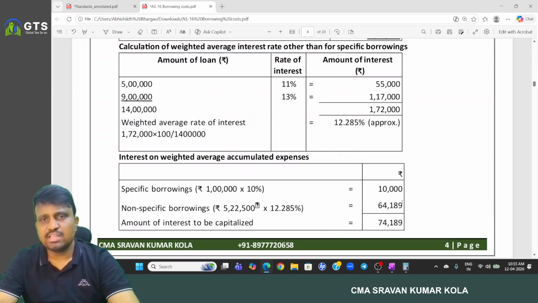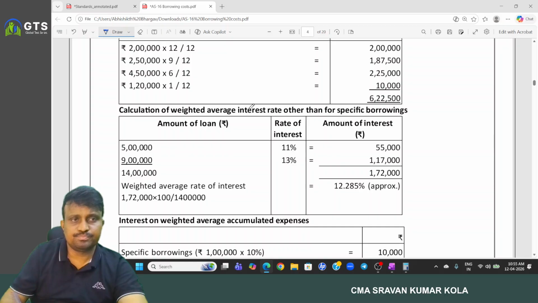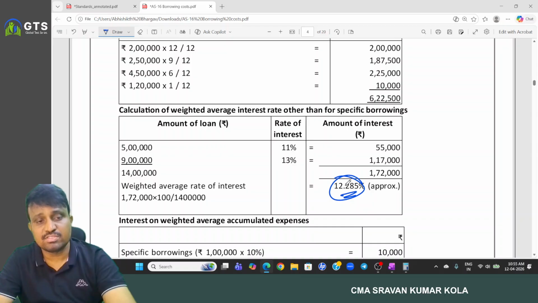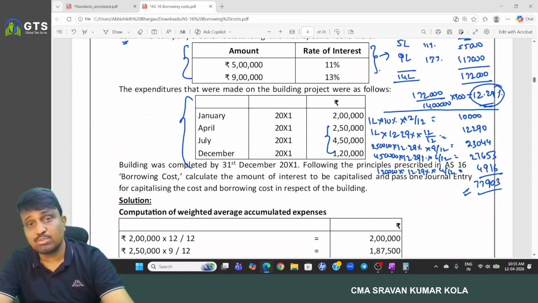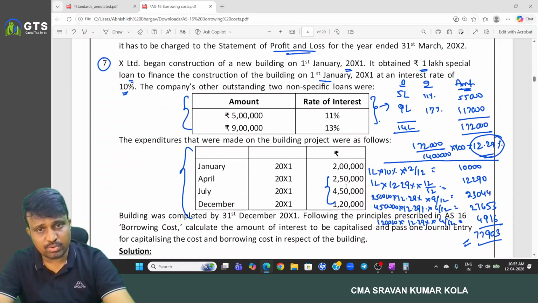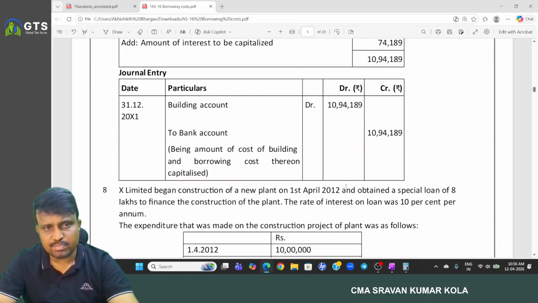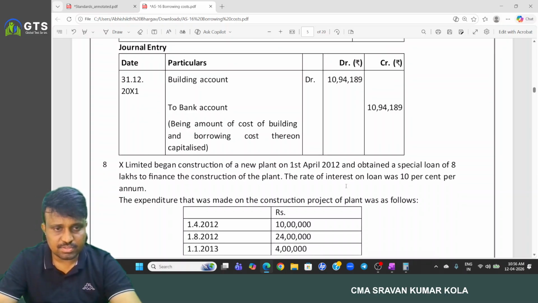And here they consider 12.285% as the weighted average rate of interest. And out of the total borrowing, remember the first amount we consider as specific borrowing and the remaining portion we consider as general borrowing. And this is the entry: building account debited to bank. Okay, and next.